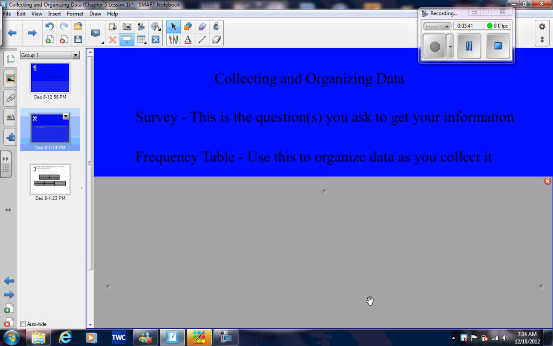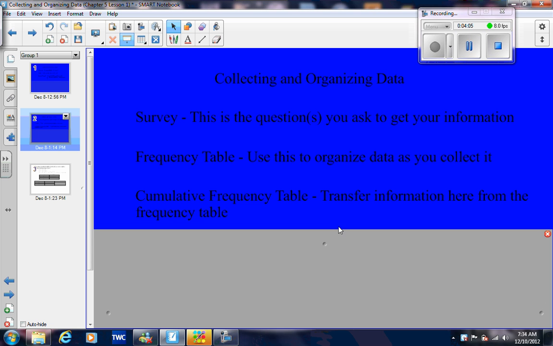A frequency table is what you're going to use to organize your data as you collect it. When you're asking somebody a question, you're going to have a clipboard with a paper, and you're going to be writing down on your paper the answer to the questions, and that's going to be data for you to start to answer your questions. And then we have what's called a cumulative frequency table. After you're done collecting your data, you take that information and put it onto your cumulative frequency table.